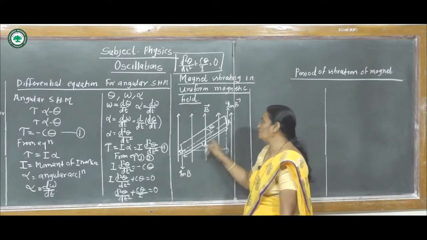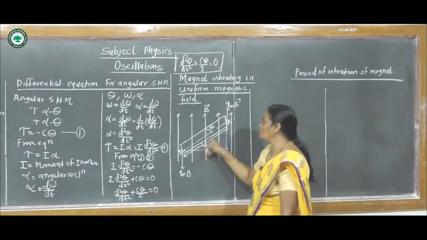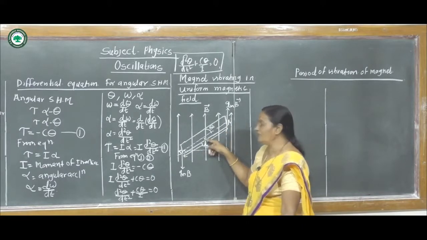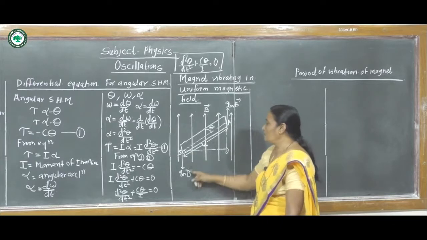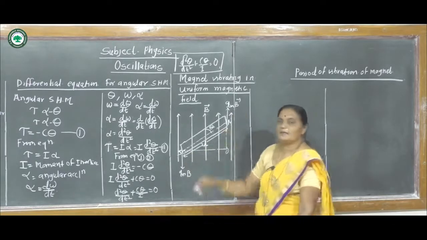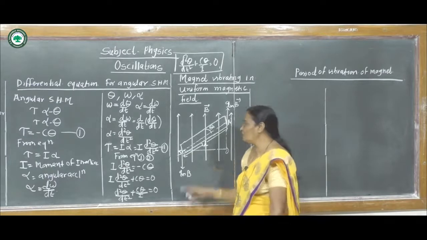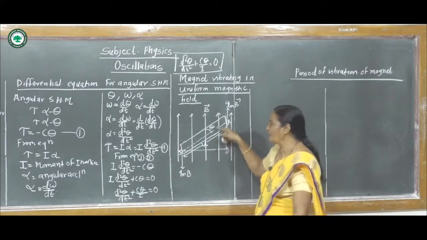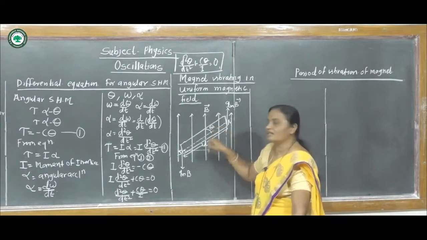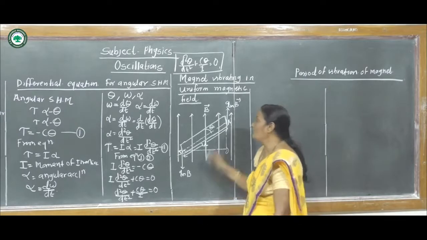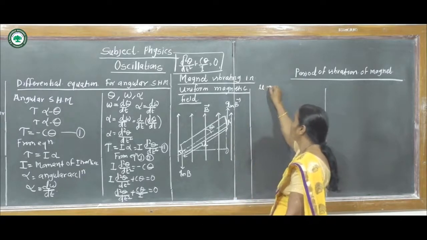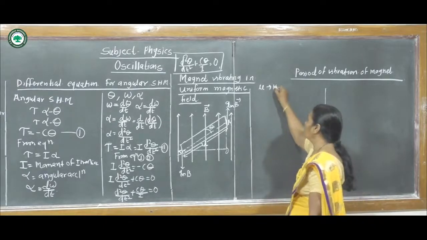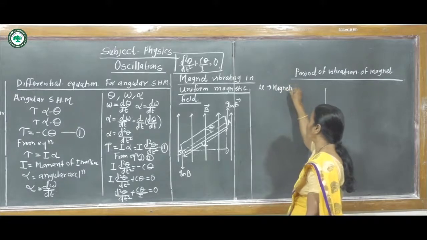See, this is one force, this is another force. The two forces have the same magnitude and are separated by a finite distance, forming a couple. A couple is nothing but a torque. Therefore, consider the torque acting on this magnet when it is in the displaced position. Now suppose mu is called the magnetic dipole moment.